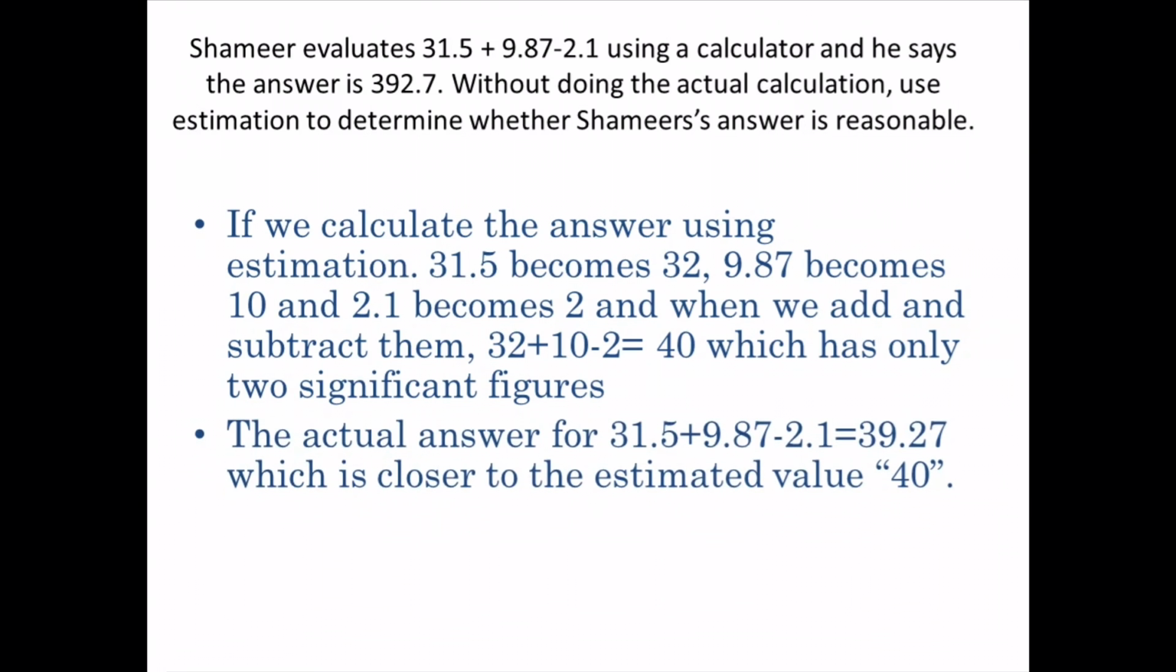Shamir did the actual calculation of 31.5, 9.87 and 2.1, and basically he had 39.27. His answer was closer to the estimated answer value, which is 40, but by mistake he moved his decimal one place towards the right side and his answer became wrong.